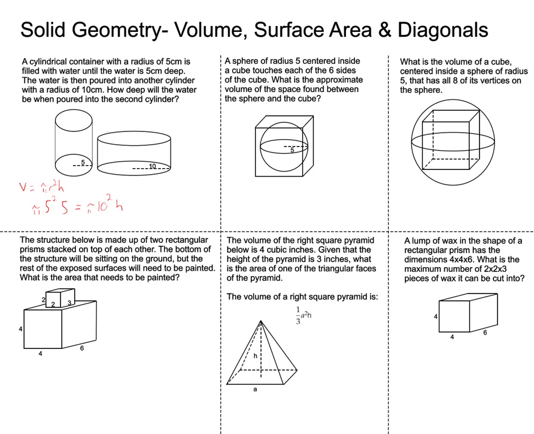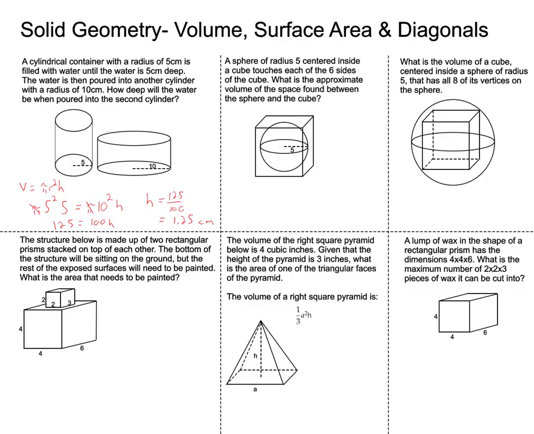So now all we need to do is solve for h. We'll see that the pi's are going to cancel. We'll just divide both sides of the equation by pi. And then on one side, we're going to have 5 squared is 25 times 5. We're going to get 125 is equal to 100 h. So then solving for h, we're going to get 125 over 100, and that is just going to be equal to 1.25. So we'll get 1.25 centimeters.